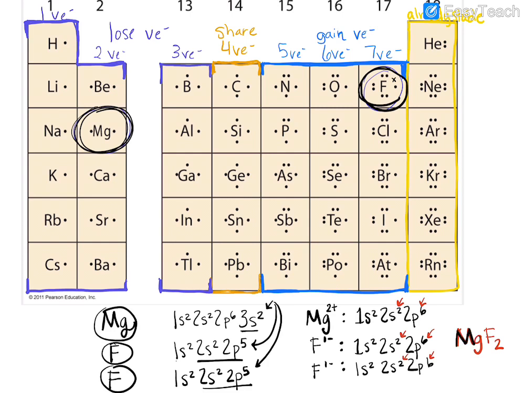So that is MgF2. So now we're seeing where these subscripts and formulas come from, because it took 2 fluorine atoms for every 1 magnesium atom for everyone to be happy and stable.